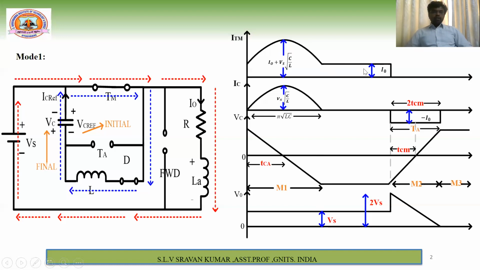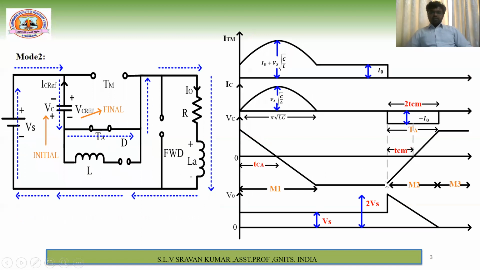But where I'm doing the operation, mode 2, is at this point. At this point, I will give the triggering pulse to thyristor TA. That will be discussed in the next slide. So at the instant mode 2 starts, I will give the triggering pulse to thyristor TA. Therefore, how does the current flow? Plus Vs, this capacitor, TA, and load RL, and to the return.